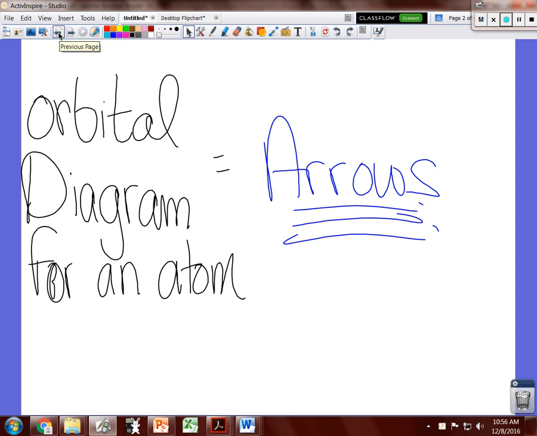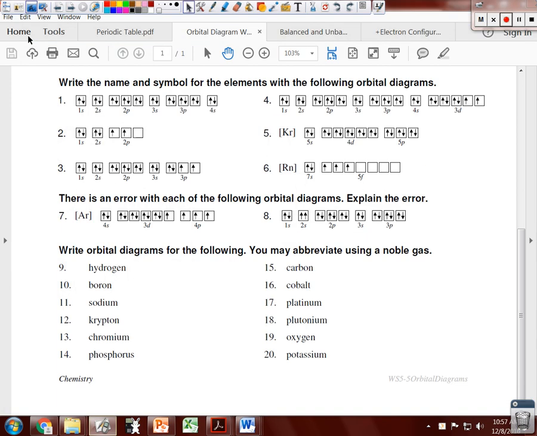So what we're going to do first is we're going to do the orbital diagrams. Then we're going to come back, and after we do the orbital diagram, you're going to be able to see the electron configuration based off of it. And I promise you by the end of this, you are going to prefer the electron configuration version over the other one. So let's look at this first one.